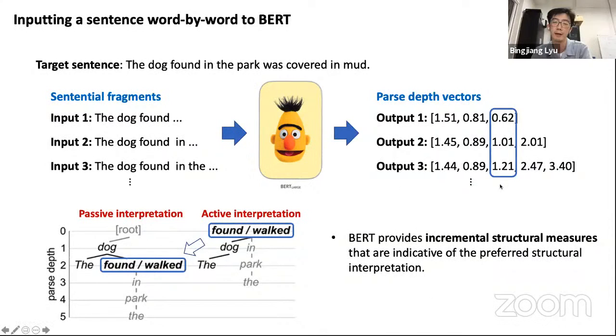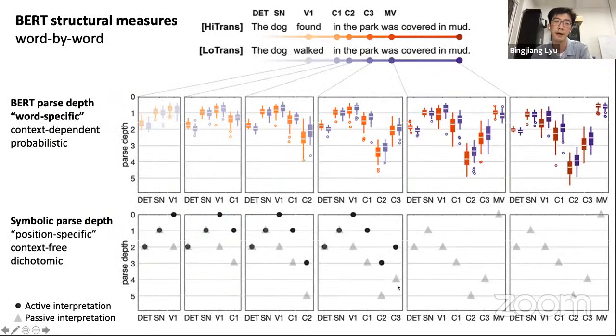As we can see here, the path steps of the first verb found increases as the sentence unfolds, approaching the passive interpretation. So this matches very well with the human incremental structural interpretation of the same sentence. So as a result, we got incremental structural measures as the sentence unfolds word by word. And the BERT path steps of words at the same position form a distribution. It ranges around the corresponding context-free path steps of either the passive or the active interpretation, which are all integers.